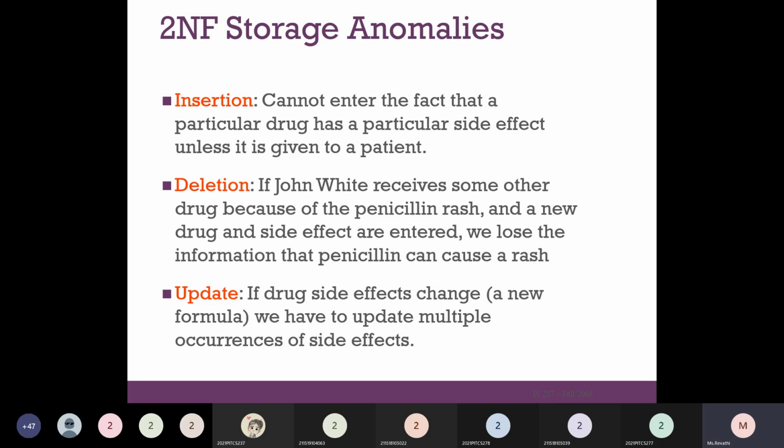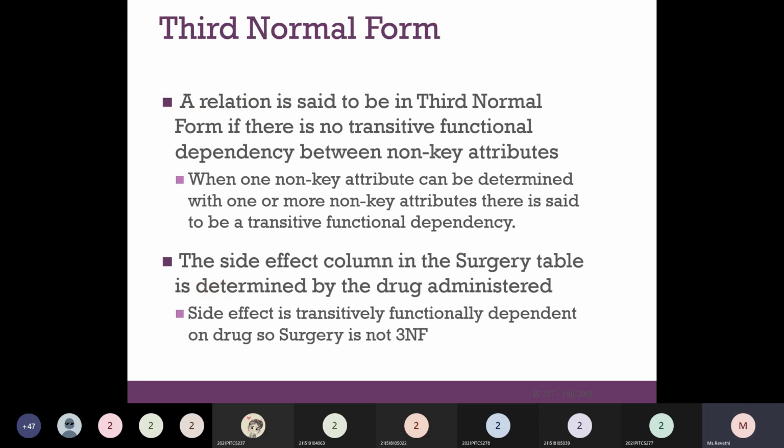With respect to deletion, if John White receives some other drug because of penicillin causing a rash, and the new drug and side effect are entered, we lose the information that penicillin could cause a rash. So that is an example of a deletion anomaly. Concerning update, if drug side effects change, we have to update multiple occurrences of side effects. So second normal form also introduces some new anomalies. To overcome this, we are moving into the third normal form.